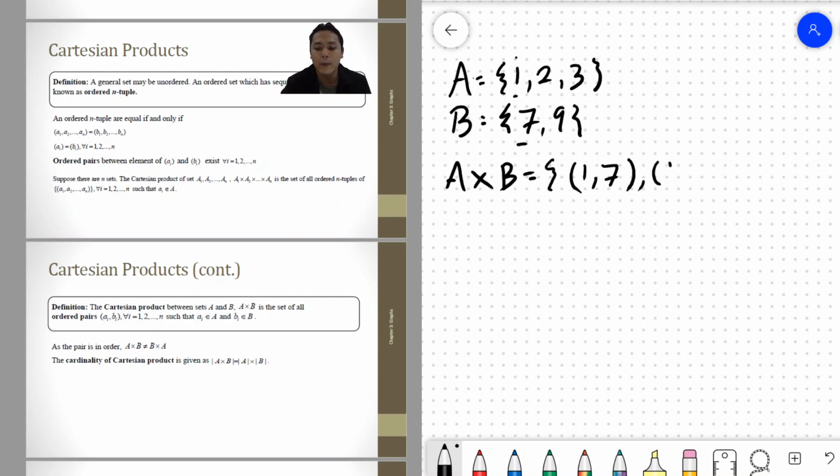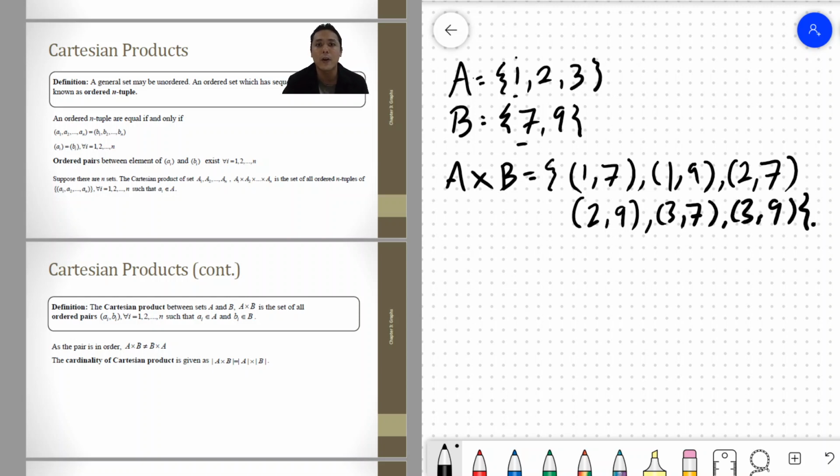We finish them off: (1, 9), (2, 7), (2, 9), (3, 7), and (3, 9).